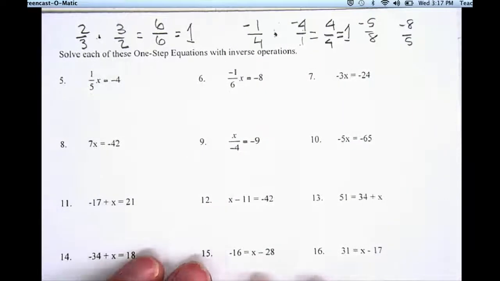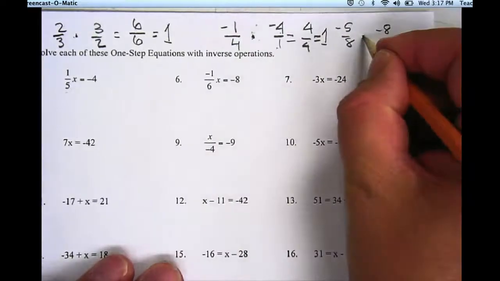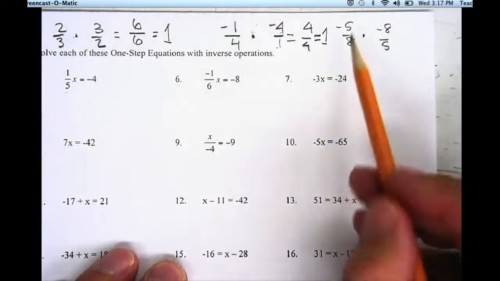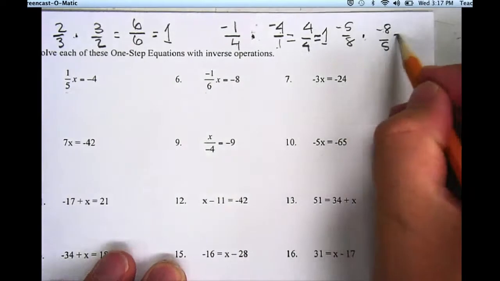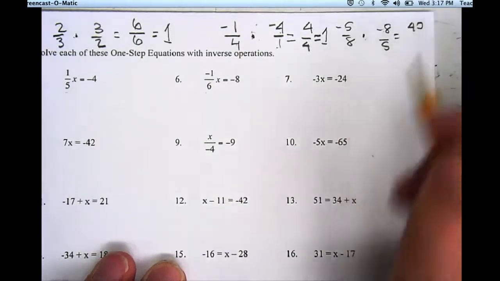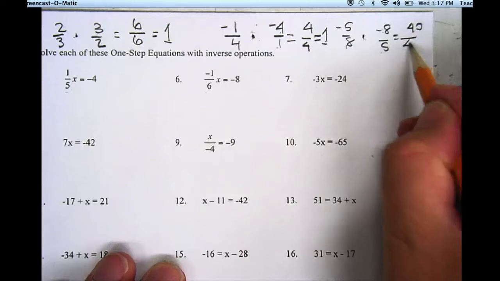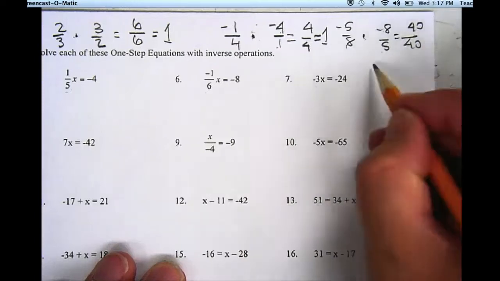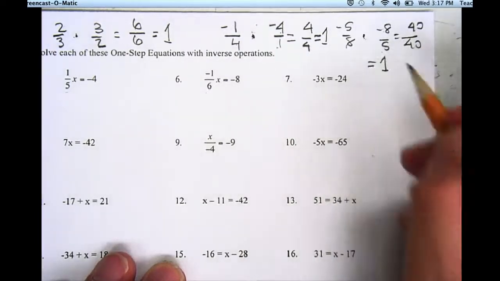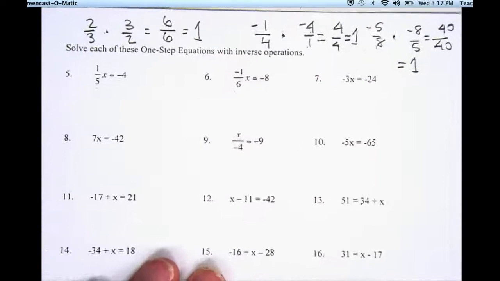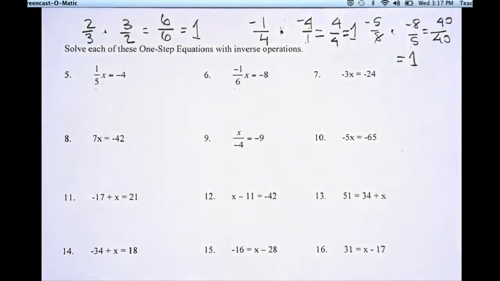So it's kind of cool. Let's try the last one. When I multiply the reciprocals together, negative 5 times negative 8 is 40, because a negative times a negative is positive, and 8 times 5 is also 40, and 40 divided by 40 is also equal to 1. So the cool thing in math is if I multiply by reciprocals, I end up getting 1.